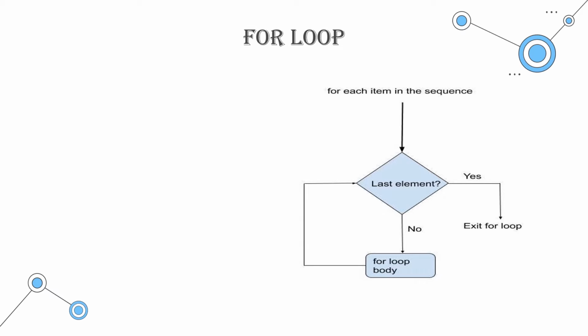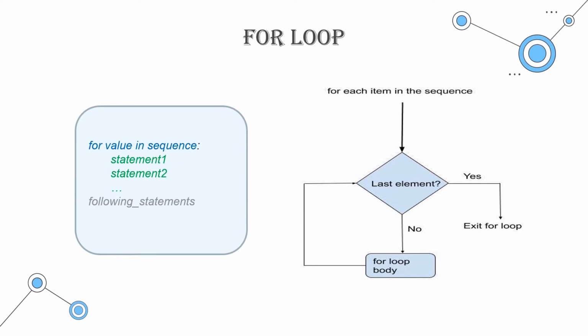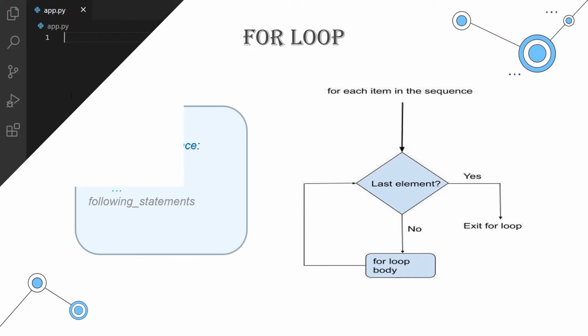Now let's see the syntax of the for loop. First we write for value in sequence. Here value is the variable that takes the value of the item inside the sequence on each iteration. The body of the for loop is separated from the rest of the code using indentation. Let's see an example and understand it in detail.